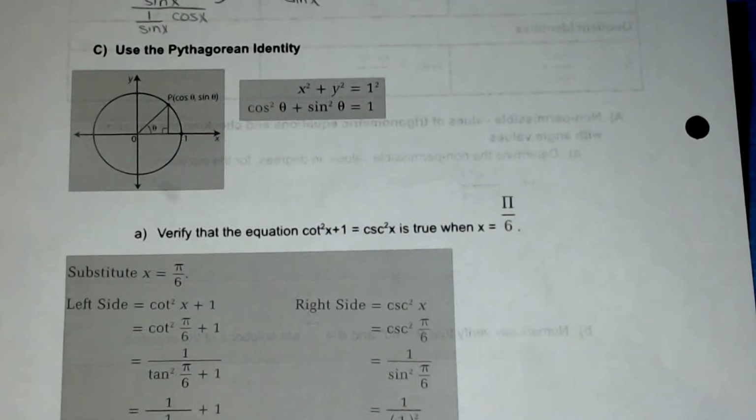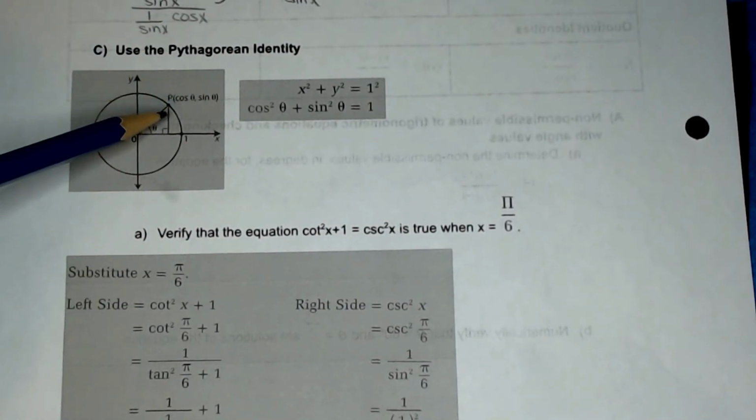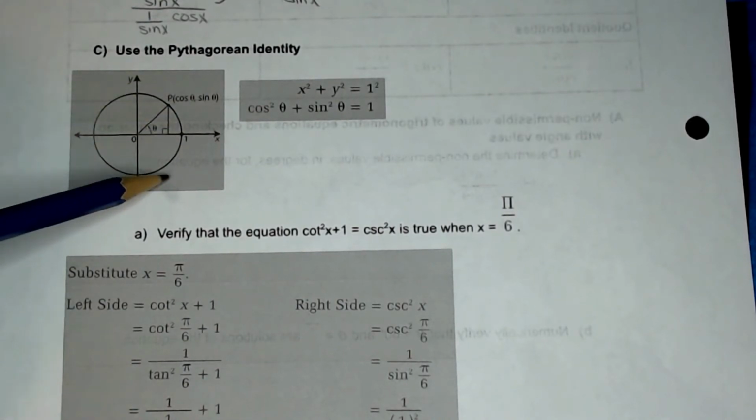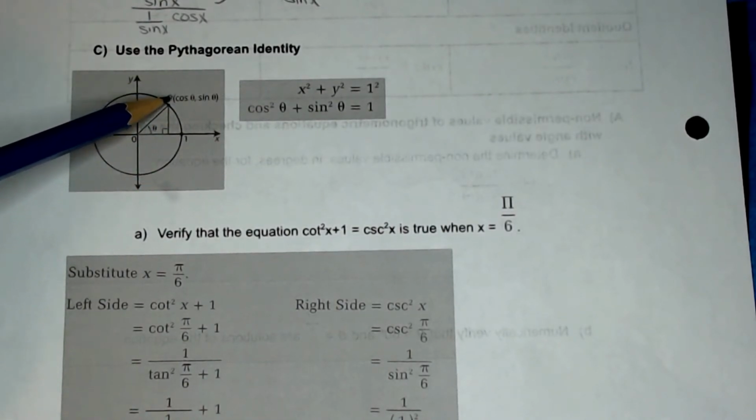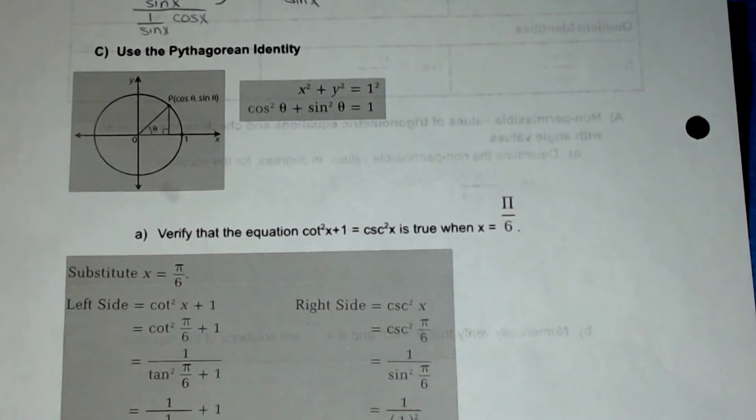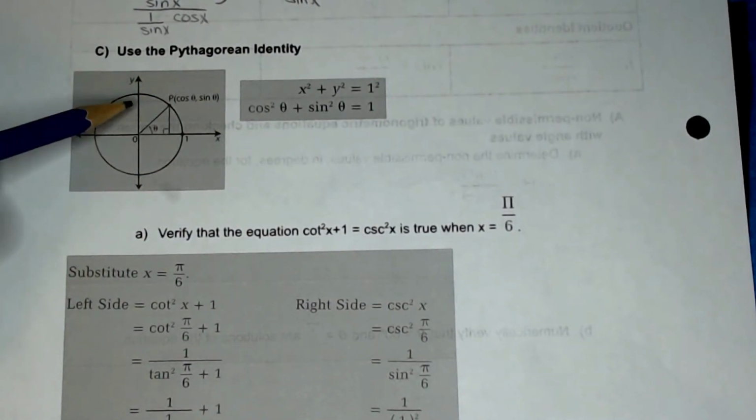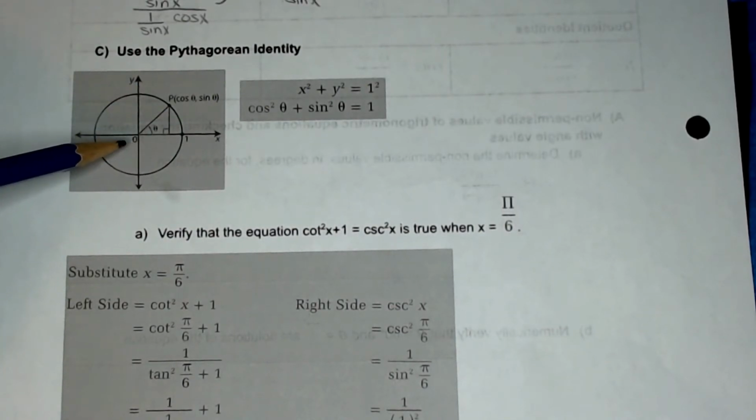In part C, use the Pythagorean identity. I just wanted to remind you of knowledge you already have. We know that x squared plus y squared equals 1 squared, or cos squared theta plus sine squared theta equals 1. So don't forget that these corresponding points on that unit circle, no matter where the point is, the radius will always be 1. And this provides you with some different forms of proofs that you'll see later in the unit.